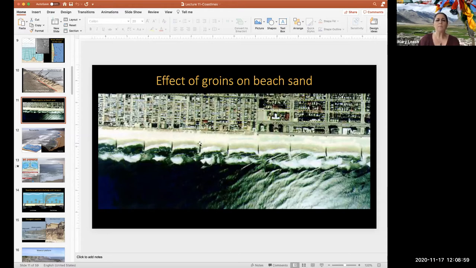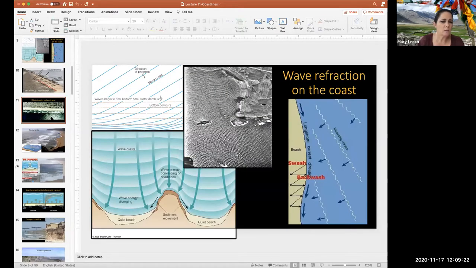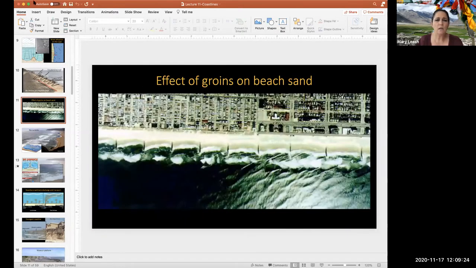Some people have tried building things called groins that stick out into the water. The idea of the groin is to capture sand that's traveling in the longshore current direction. Can you tell me which direction the longshore current is moving in this image? Does anyone want to take a guess? Let me identify the waves for you.